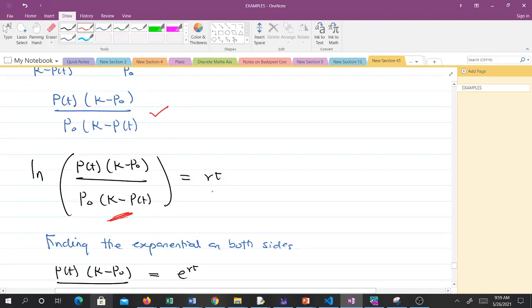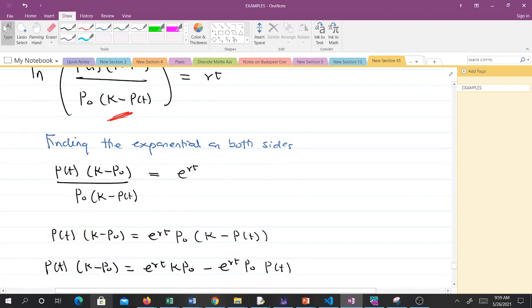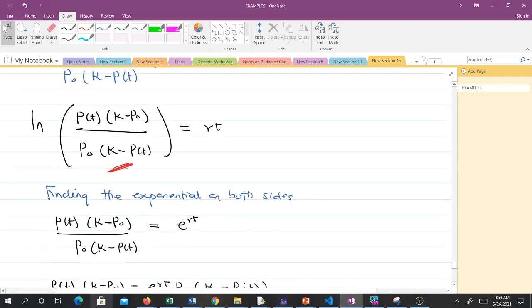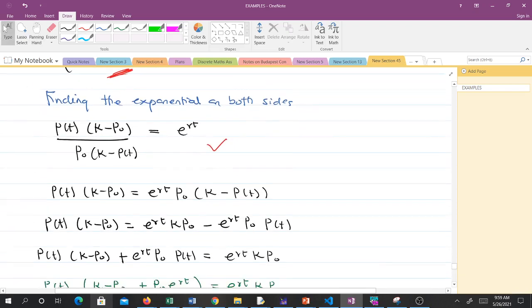All right. So now when we take the exponential on both sides, the ln will go away, and we will have e to the rt for this side. So that's what gives us this. Okay, but we are still finding for what? p(t). So we can multiply through, can cross multiply. We have one here. So when you cross multiply, we'll get this.